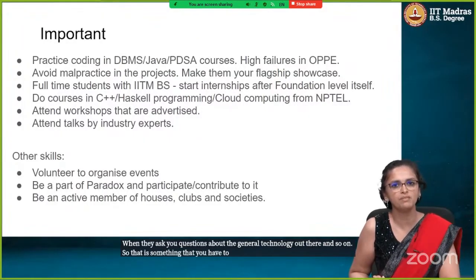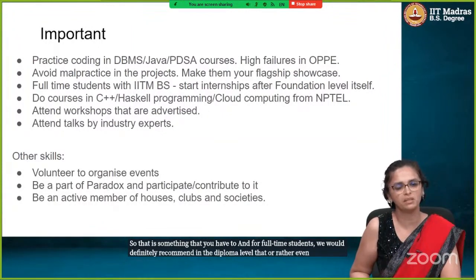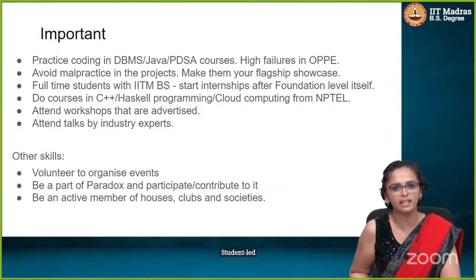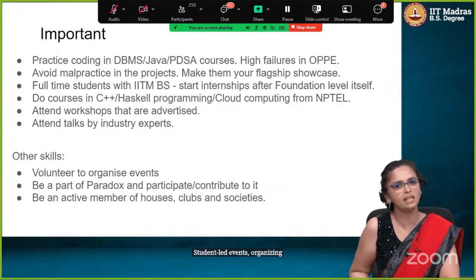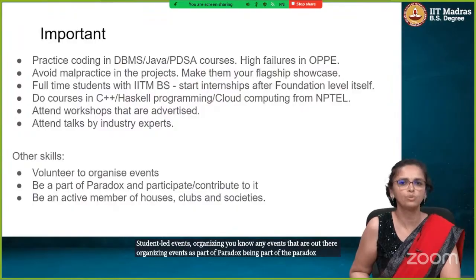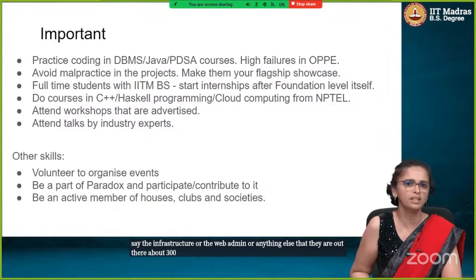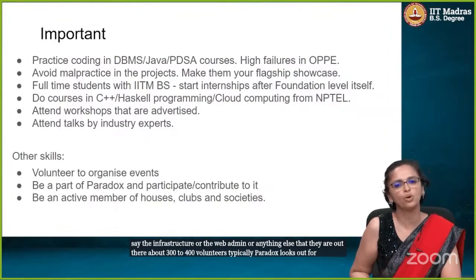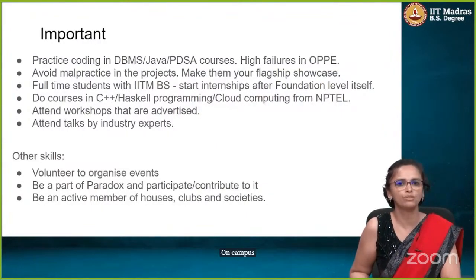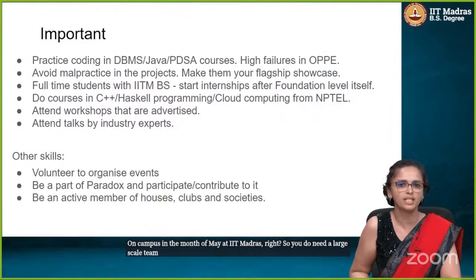And for full-time students, we would definitely recommend in the diploma level, or rather even in the foundation level, in fact, we will say that you have to start becoming a part of the student-led events. Organizing any events that are out there, organizing events as part of Paradox, being part of the Paradox teams that do, say, the infrastructure or the web admin or anything else that they are out there. About 300 to 400 volunteers typically Paradox looks out for when we have to organize an event to the scale of, say, 3,000 people attending it on campus in the month of May at IIT Madras, right? So you do need a large scale team that will manage all the logistics for that particular program.